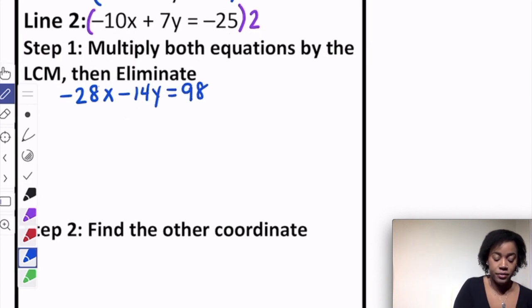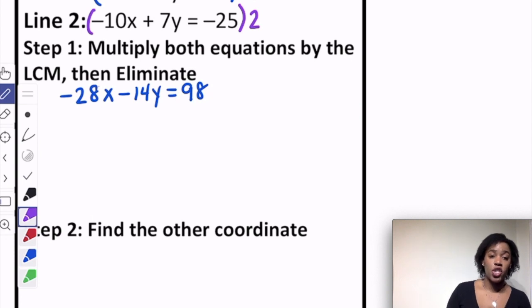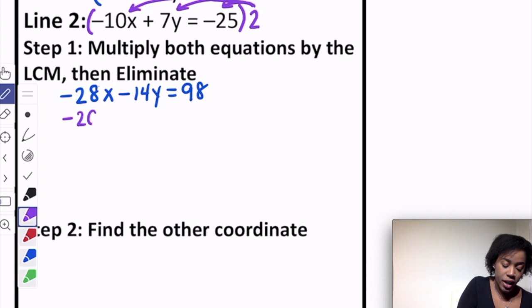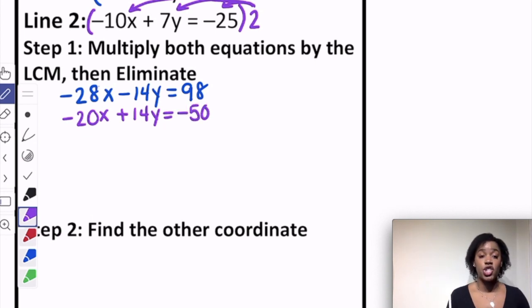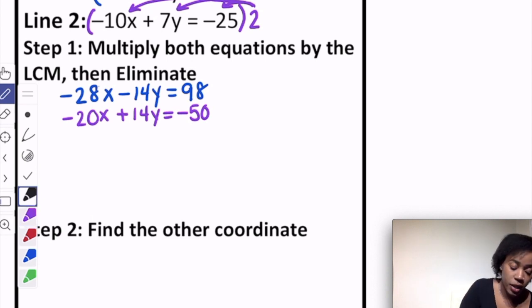When we multiply the first equation by positive 7, we're going to have negative 28x minus 14y equals 98. Now for the second equation, when we multiply everything by 2, we're going to have negative 20x plus 14y equals negative 50. So we've created the perfect conditions that we need in order to use the elimination method. We have the variable y. Y has the coefficient 14 in both equations, and we have opposite signs appearing for that coefficient in both of the equations.